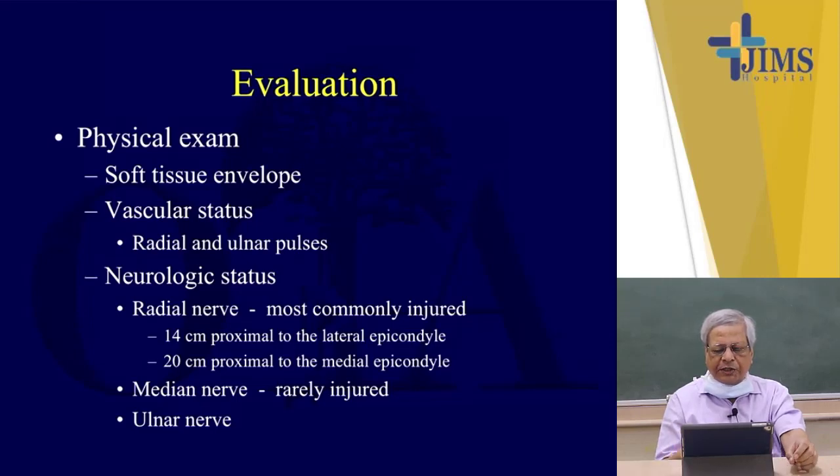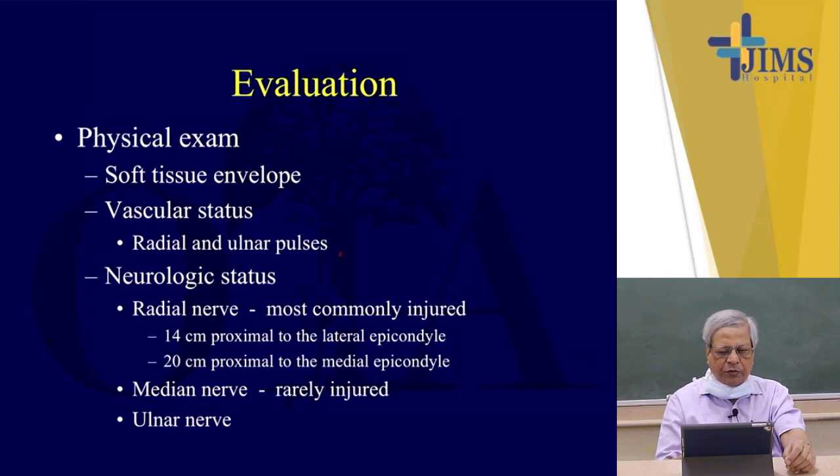At first shot, when the patient comes, the evaluation is the physical examination. First, we look at the soft tissue envelope, that is the skin and the muscles, whether the skin is broken or not. If the skin at the distal humerus is broken, then it is called an open fracture. And then the vascular status. You know, the brachial artery is here in front. So continuity of the brachial artery is tested by feeling the radial and ulnar pulses.